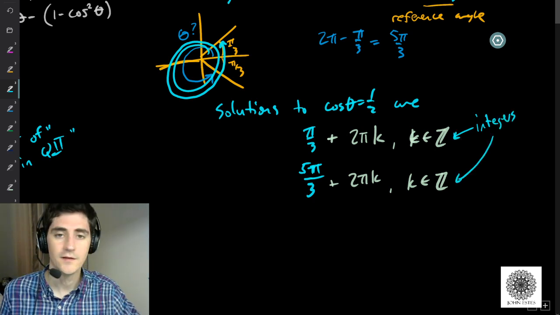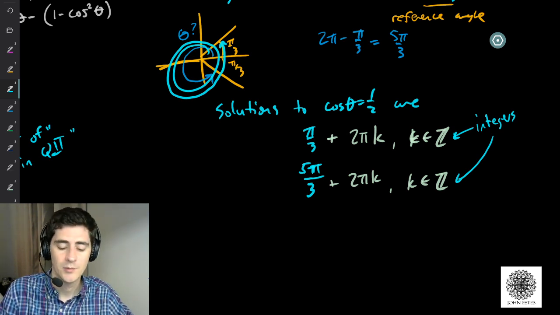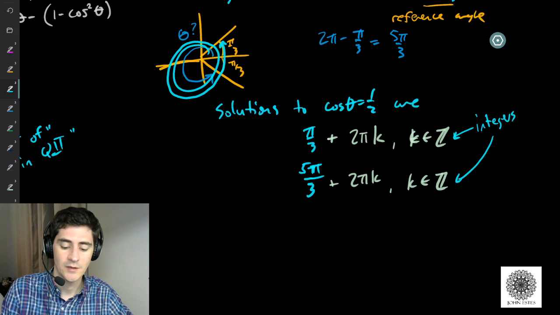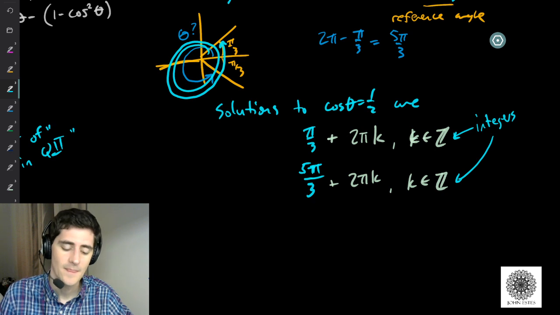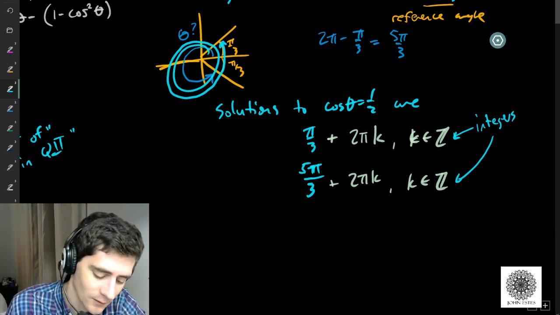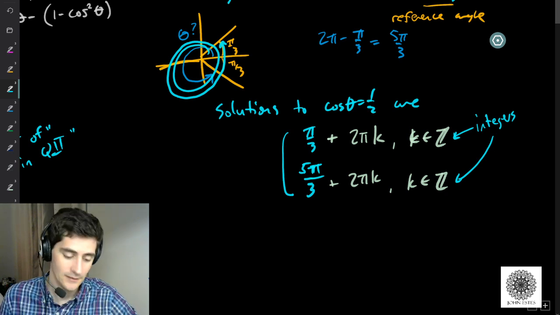So what this means is pi over 3 plus 2 pi, that works. Pi over 3 minus 2 pi, that gives me a solution. Pi over 3 plus 4 pi gives me a solution. 5 pi over 3 minus 18 pi gives me a solution. Okay, this gives me a whole bunch of solutions. In fact, an infinite number of solutions. And that is the way we do this.